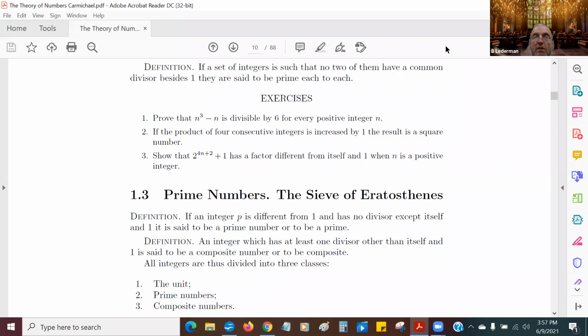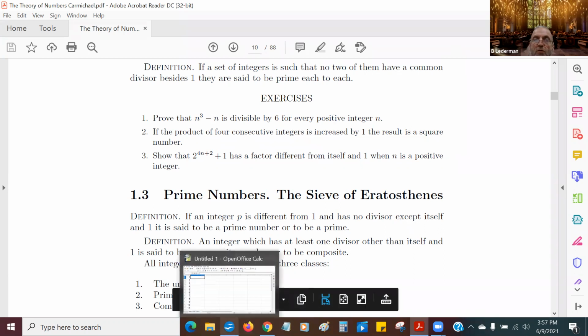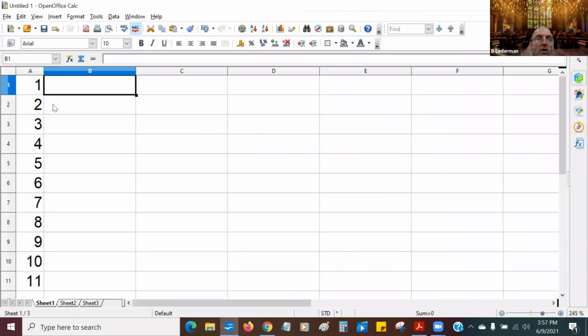So here's our problem. Prove that n to the third power minus n is divisible by 6 for every positive integer n. Well, let's check that out on a spreadsheet first, just to get an idea what we're talking about, and then we'll see if we can prove it. So here's just 1 through n. Column B is going to equal n to the third, which is this number to the third power.